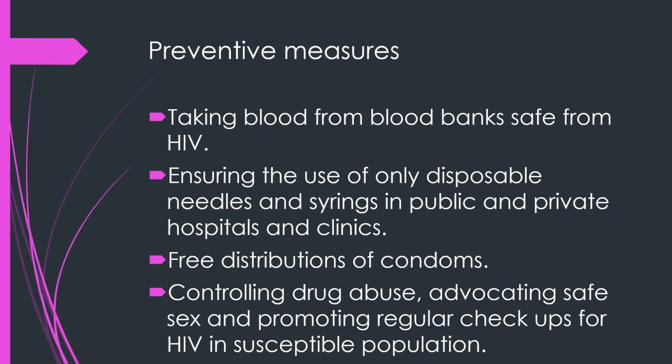Now, what are the preventive measures? One is taking blood from blood banks, which is safe. Ensuring the use of only disposable needles and syringes in public and private hospitals and clinics, free distribution of condoms, controlling drug abuse, advocating safe sex, and promoting regular checkups for HIV in the susceptible population. So these are the measures which can be taken to prevent AIDS.